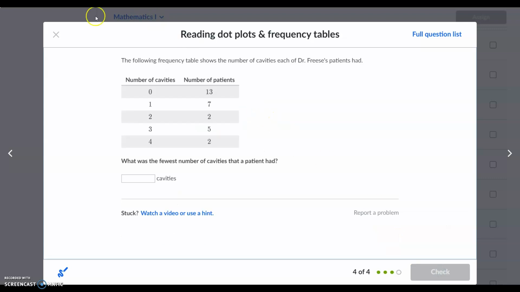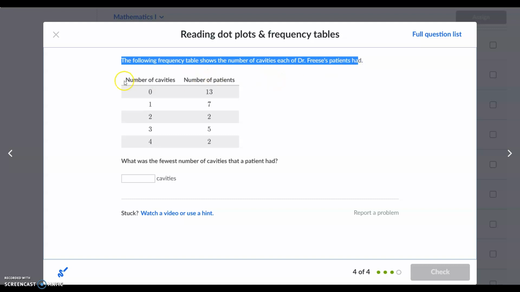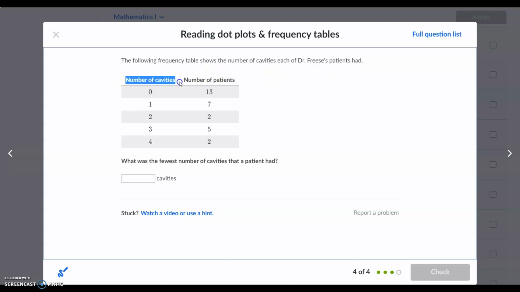Another one. It says the following frequency table shows the number of cavities each of Dr. Freeze's patients had. Okay, so this is the number of cavities, and this is how many people had that many cavities. It says 13 people had 0 cavities, and 7 people had 1 cavity. 2 different people had 2 cavities, 5 people had 3 cavities, and 2 people had 4 cavities. These guys need to brush their teeth better.